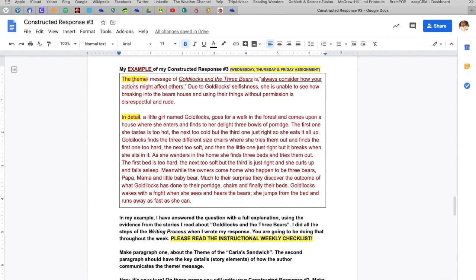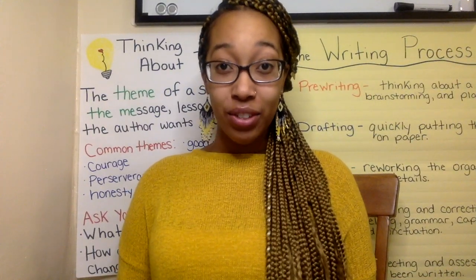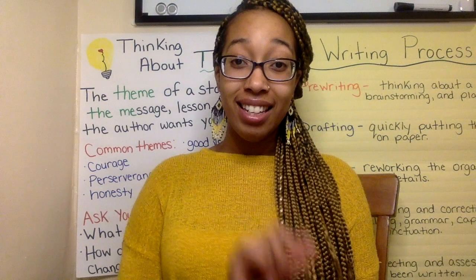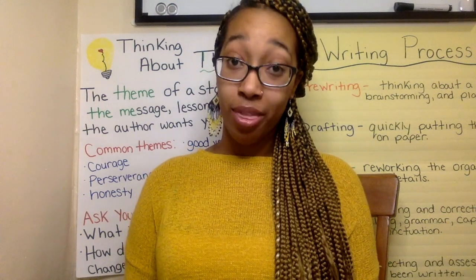I have identified the theme of always consider how your actions may affect others, but I also explained what that meant. And then in my second paragraph, I explain my details. So I'll start in details and I explain exactly what happened in the story with the details included. Well, I hope you learned everything you need to know of how to include reasonings to support your opinion. In this case, you are putting key details in your writing to support your constructive response number 3.